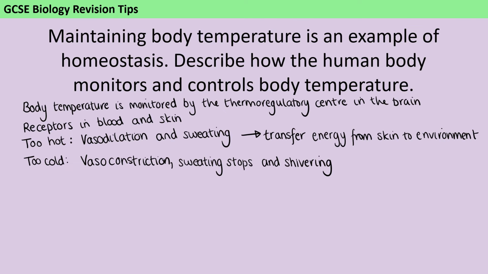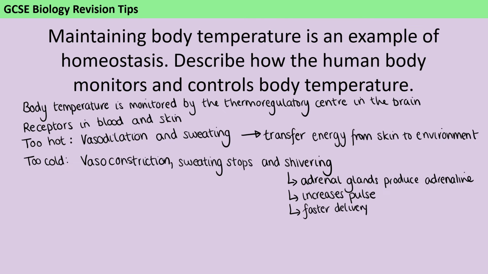And I may want to describe how that shivering takes place, thinking about things like the adrenal glands producing adrenaline, this leading to an increase in the pulse, faster delivery of glucose and oxygen, and therefore increased aerobic respiration to allow that shivering to take place and the muscles to contract.